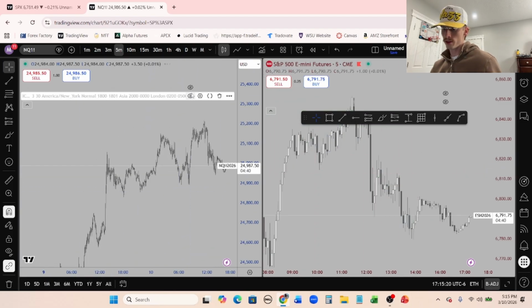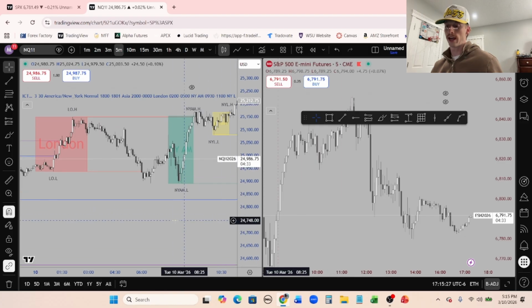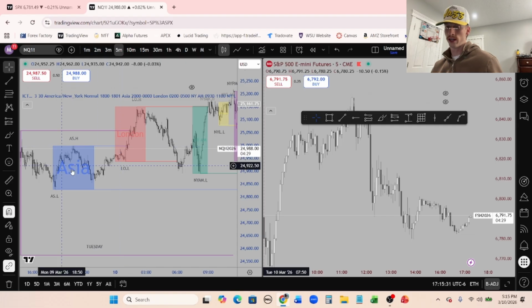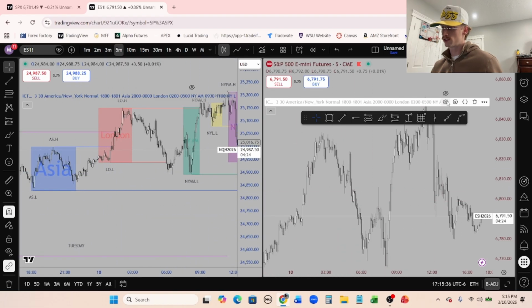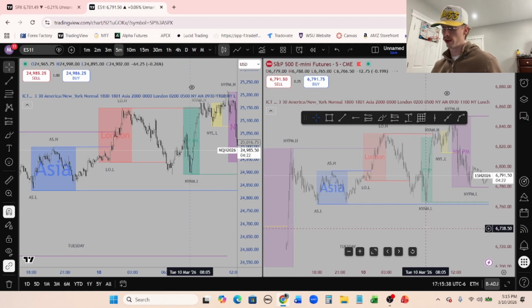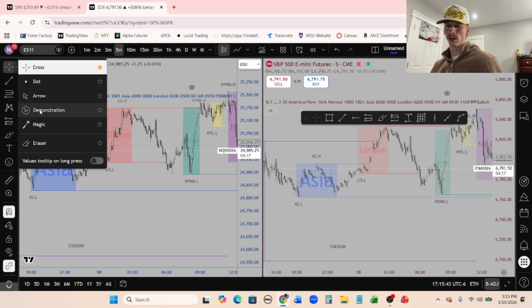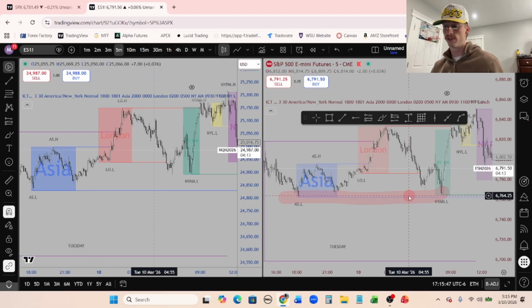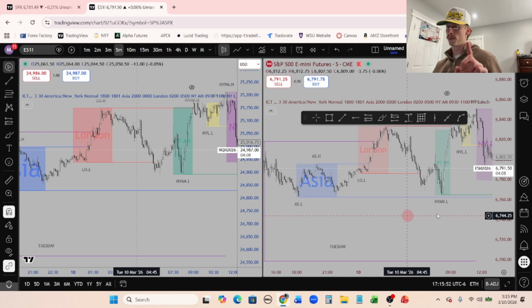So this morning, let me turn this one on. Okay, so this green section here is the New York AM session. And we can see on NASDAQ that we had the London session here, an Asian session here. And on ES, here's what it looked like. Pretty much the same thing. The only difference is that ES actually got a lot closer to taking out these Asian lows. However, we never did. So this is the first trade that I took this morning.